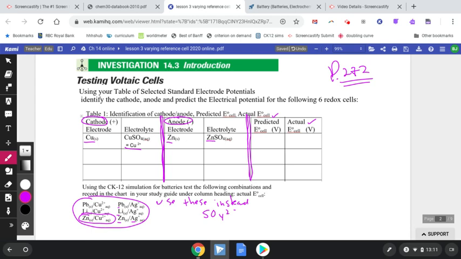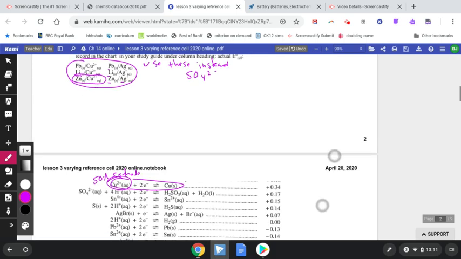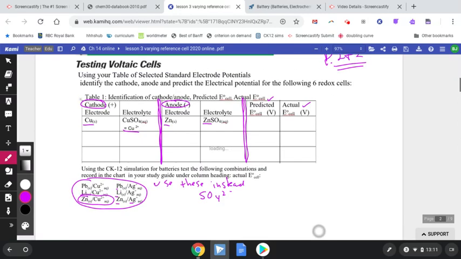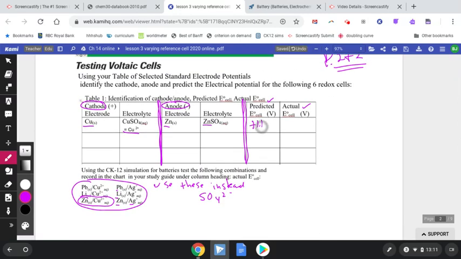Okay, predicted cell potential of a copper zinc cell. So we go back to the table and we go, the cell potential is cathode minus anode. 0.34 volts minus negative 0.76 volts, which is positive 1.10 volts. So we are predicting positive 1.10 volts. So in the lab online, you're going to go and do this combination and then record the actual voltage.